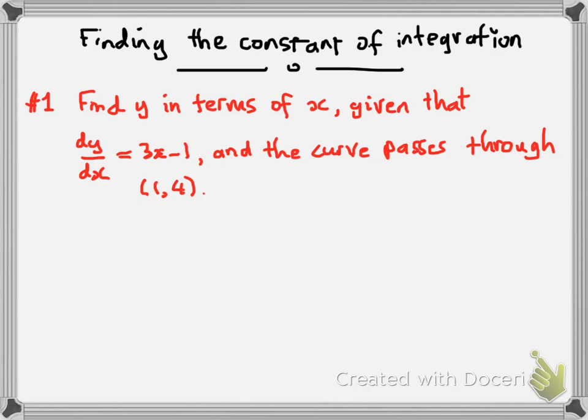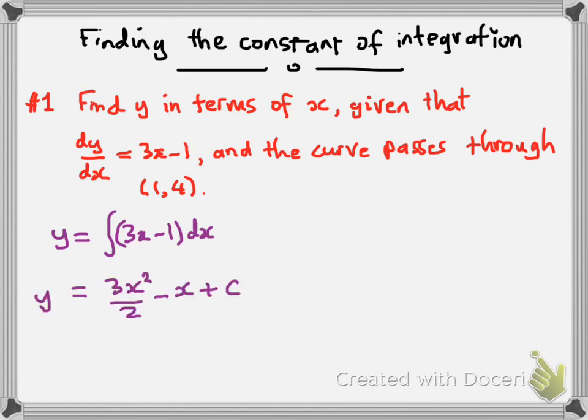So number one: find y in terms of x, given that dy/dx is equal to 3x minus 1, and the curve passes through the point (1, 4). So dy/dx here is the derivative of the function that we're talking about. So what we want to do is find a general expression for this curve, right? Which means that we have to take the integral. The integral of 3x minus 1 dx gives us 3x squared over 2 minus x plus c.